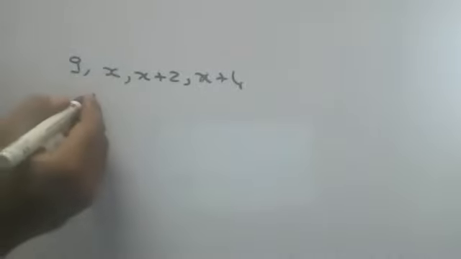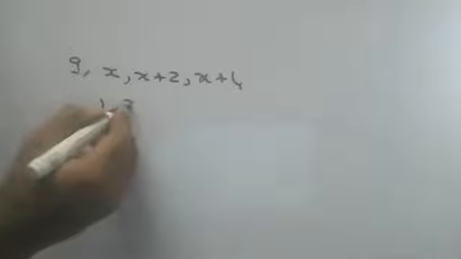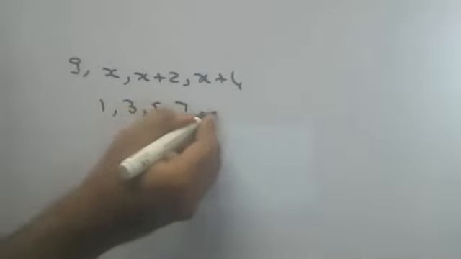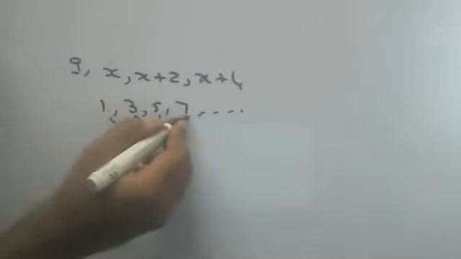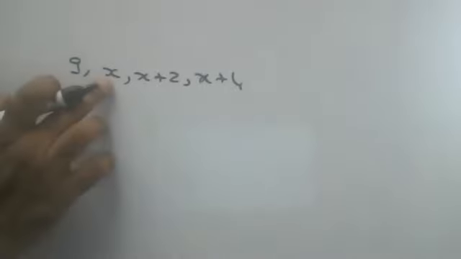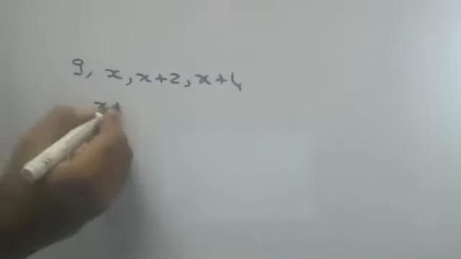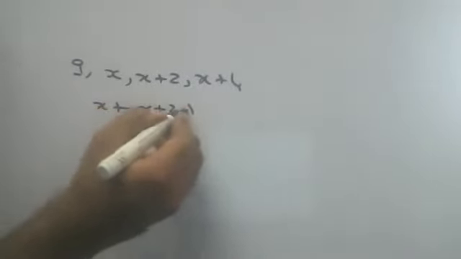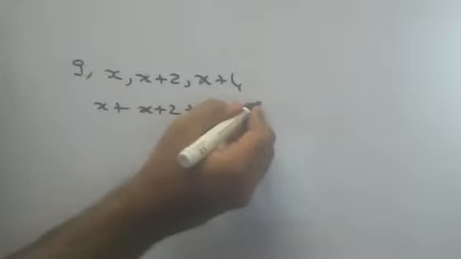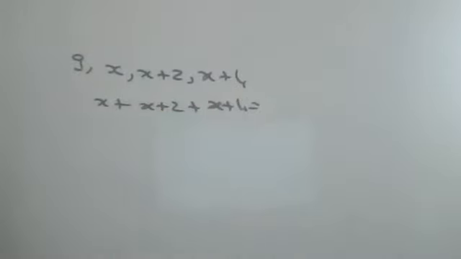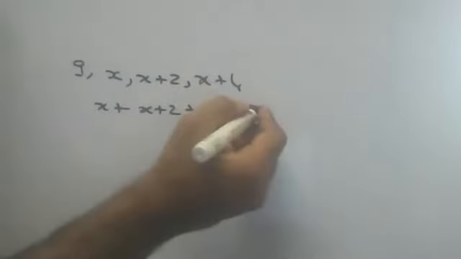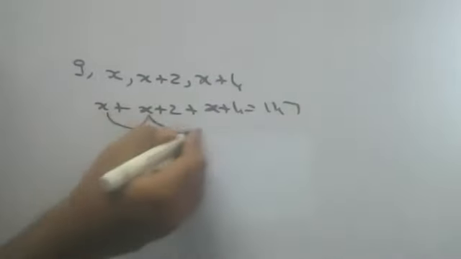Suppose, what are odd numbers? 1, 3, 5, 7, and so on, no? So all of them differ by how much, children? 2 only, no? So if I take one number as x, the other number you should take as x plus 2, the other number you should take as x plus 4. Okay, and what did he say, children? He said find three consecutive odd numbers whose sum is 147. The sum of these three consecutive odd numbers is how much? 147. Okay, x plus x plus x is how much?